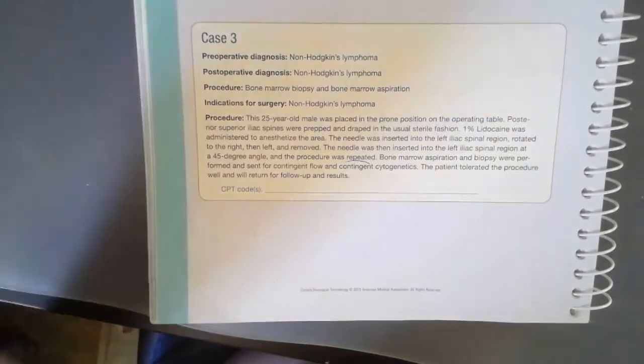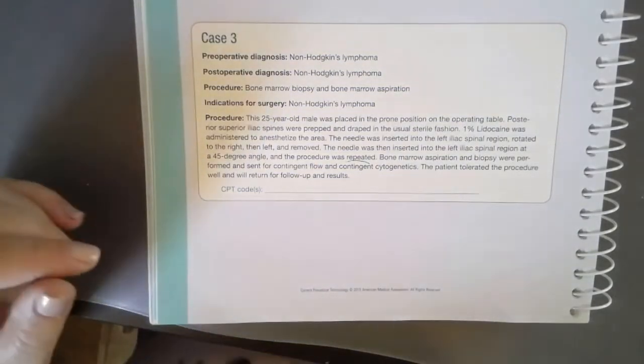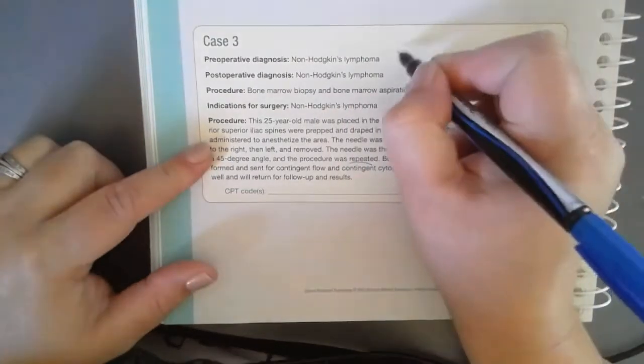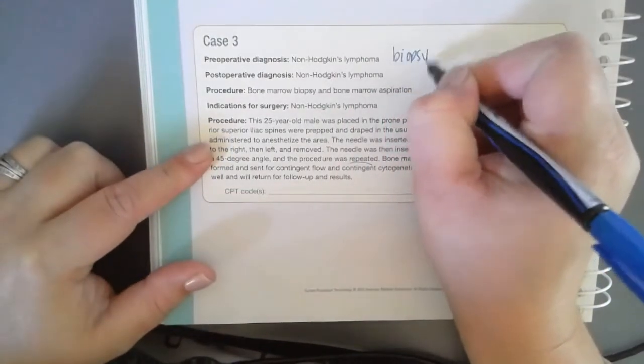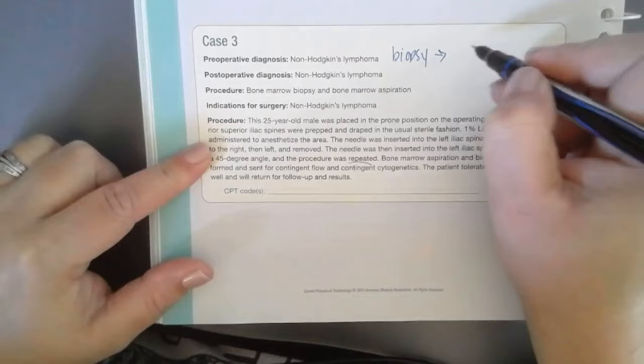So that's my helpful hint for this one, is to make sure you read those reporting requirements at the beginning of the section, okay? So to get to that section, you're going to look in the index for biopsy and then bone marrow.